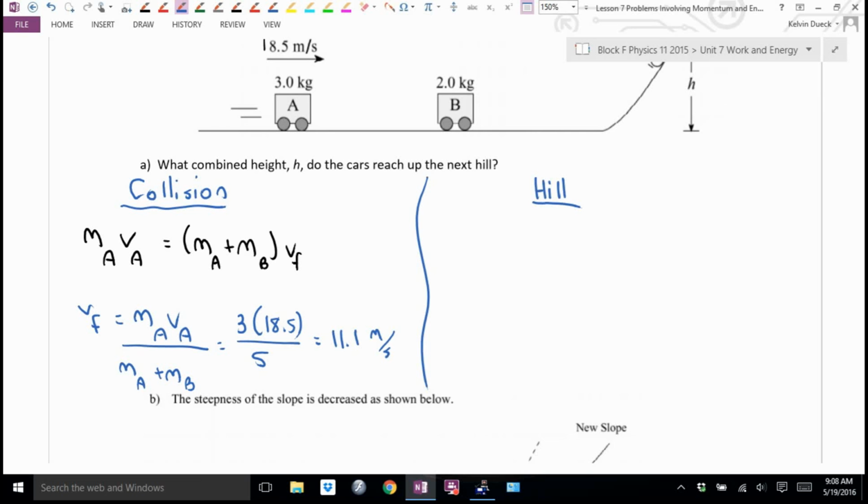Then, Jess, my joy, they go up a hill. Jess, is there a change in height? Is there a change in speed? Is there a curvy path? Conservation of energy. So over here, let's go KE initial plus PE initial equals KE final plus PE final. Jess, are any of these 0?